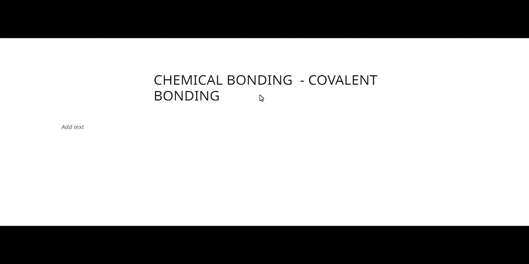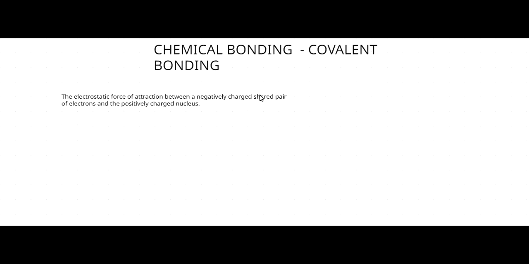Now, when we talk about covalent bonding, there are two types of bonds that we can have. We can have a pi bond and we can have a sigma bond. What is sigma bond and what is pi bond?